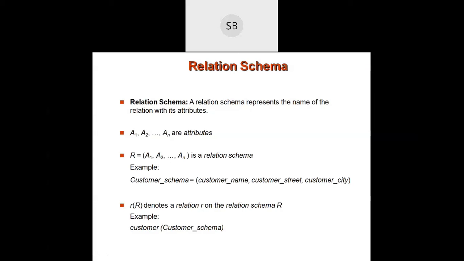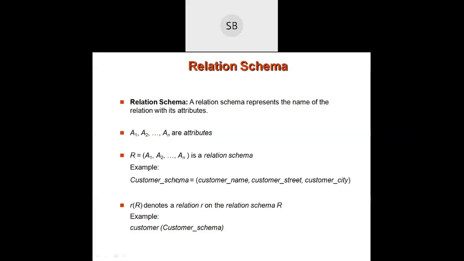A relation schema is defined by the name of a relation. Here it shows the capital R and a list of attributes, where A1 up to An are the attributes, and capital R is the name of the relation. In the previous example, the account relation has three attributes: account number, branch and balance. So the account schema is equal to, in brackets, account number, branch and balance. These are the three attributes.